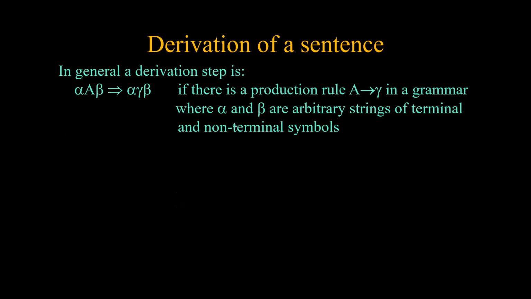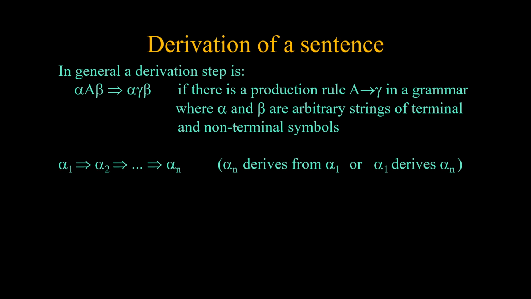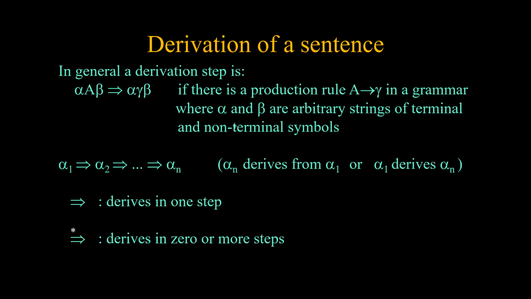Say, for example, we have a given input alpha A beta. If there is a production rule A tends to gamma in a grammar, where alpha and beta are arbitrary strings of terminals and non-terminals, we say that alpha 1, alpha 2 up to alpha n derived from some production rules will ultimately generate a sentence. If it is derived in a single step, we represent this by a single arrow. If it is derived in zero or more steps, then we show it by an asterisk on the arrow. And if it is derived in one or more steps, we show it by a plus sign.